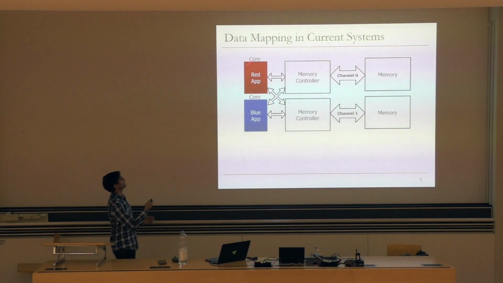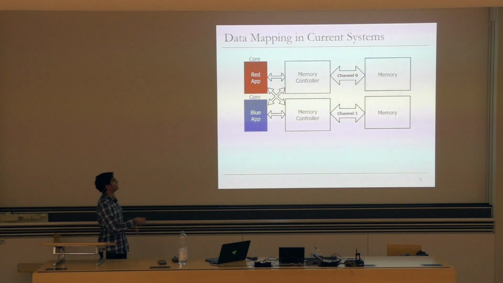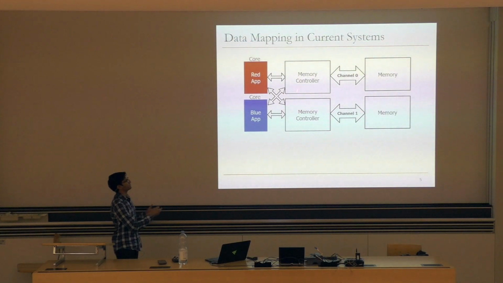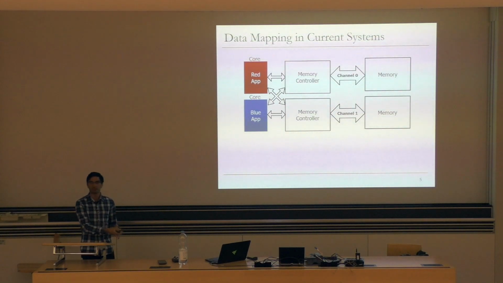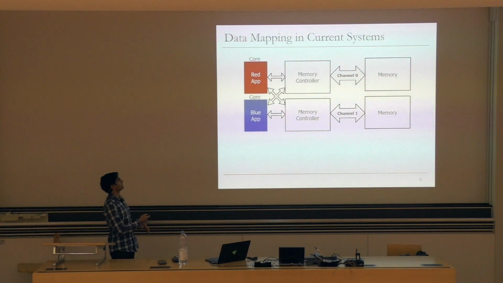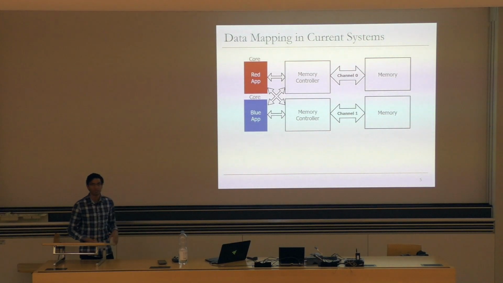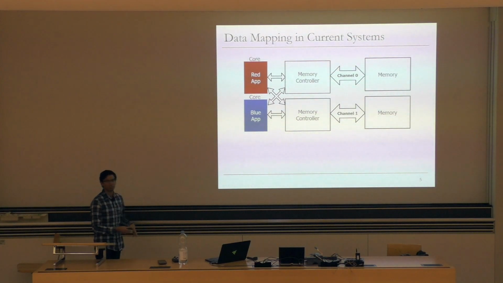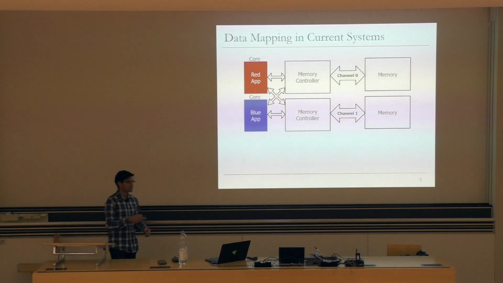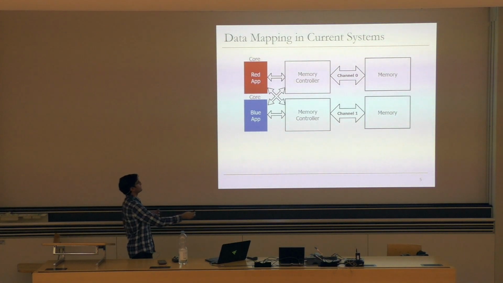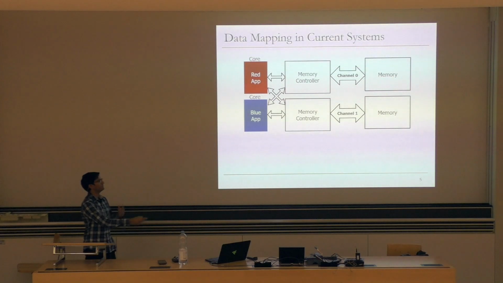So we have the same cores, the red core and the blue core, and now they're communicating with two different memory controllers, each of which has a channel to main memory. Right? And so there's some sort of interconnection network between the cores and the memory controllers. And in this example, it's a fully connected network, right?